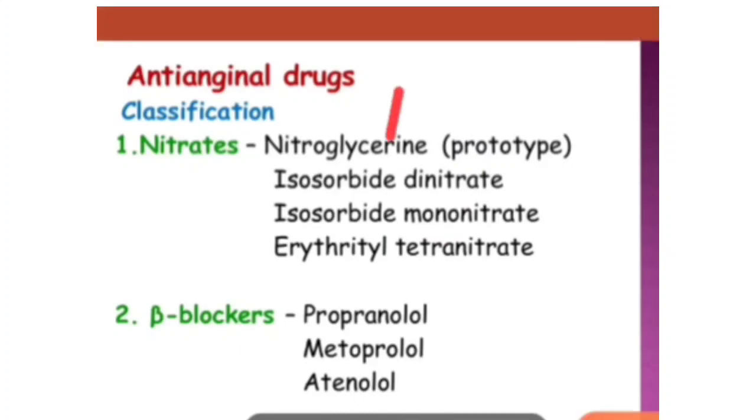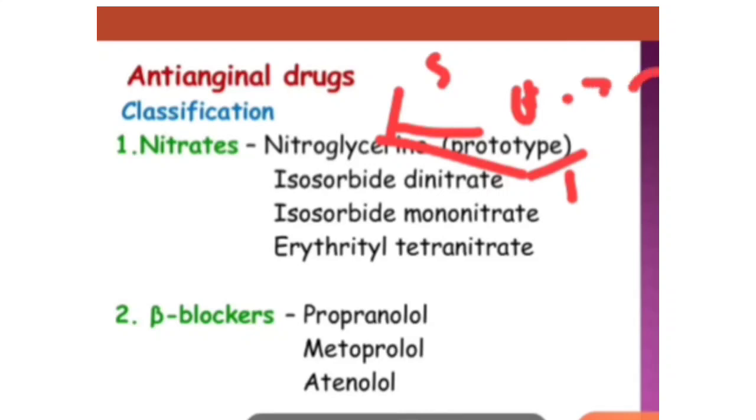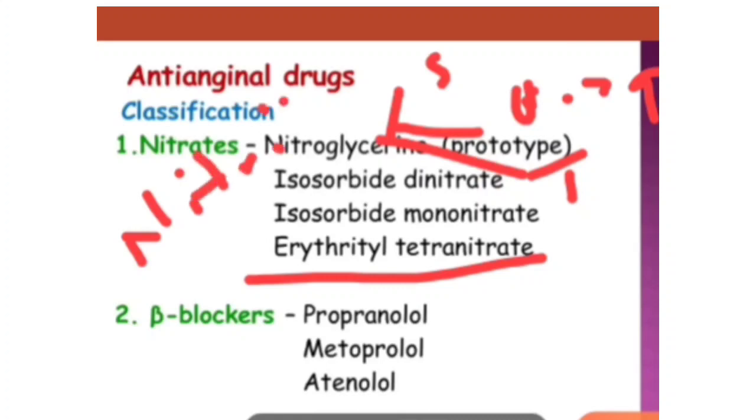Nitroglycerin has three types: sublingual, oral, and transdermal. In the sublingual condition, it does not undergo first-pass metabolism and does not go to the liver. In the oral condition, 90% of the drug is metabolized, so it gives rise to only 10% effect. Then we move on to the different types: isosorbide dinitrate, isosorbide mononitrate, and erythrityl tetranitrate. These different nitrates are also given in these conditions. Nitrates are also effective.